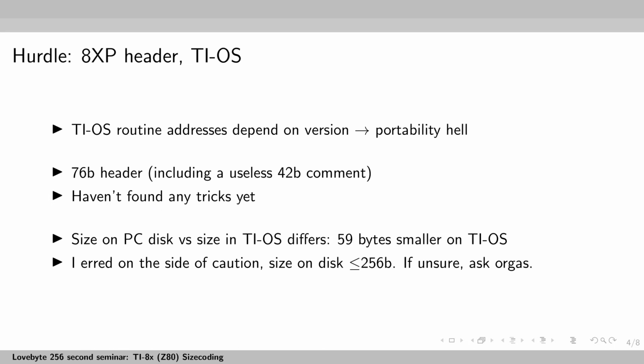Now, the 8xp header is quite large, and I haven't really found any tricks to circumvent it because most of it isn't actually loaded into memory, because it seems that the file on disk actually differs from the one that's actually stored in the calculator, so that's annoying. So what I usually do is that the entire size on the PC side should not exceed 256 bytes, even though the file size on the calculator will be slightly different.